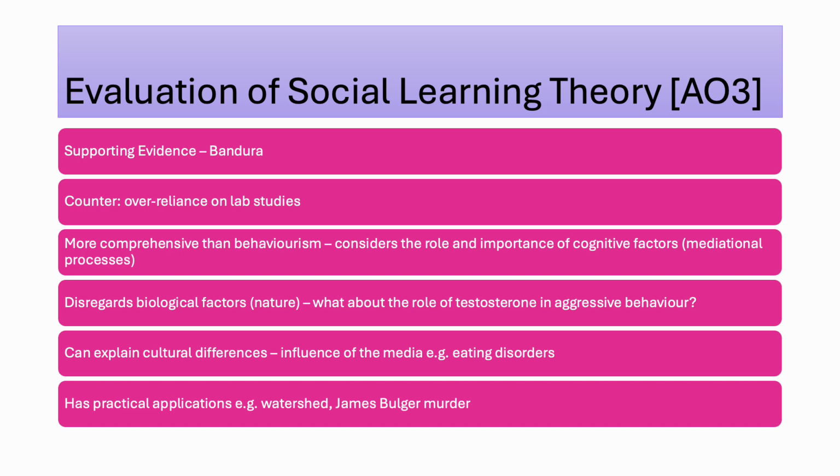However, back to the strengths, it explains cultural differences and the influence that the media has, and how things like eating disorders are more prevalent in Western culture simply through observation, imitation and role models. And it also has really important practical applications, so watershed policies and understanding the James Bulger murder.